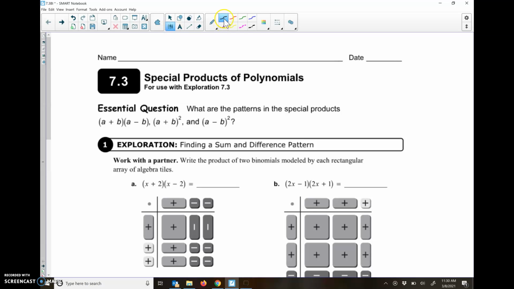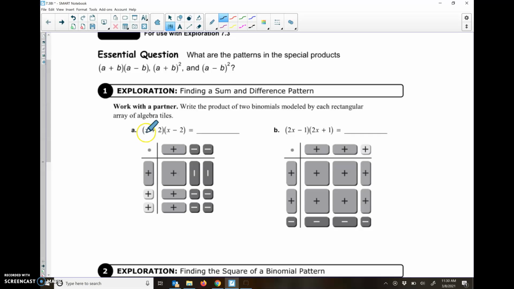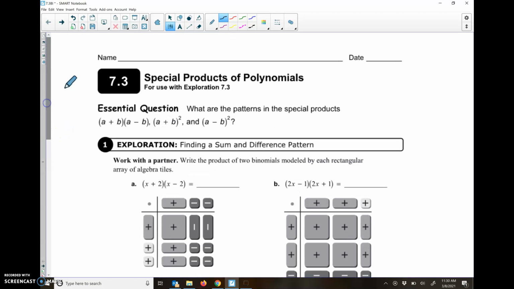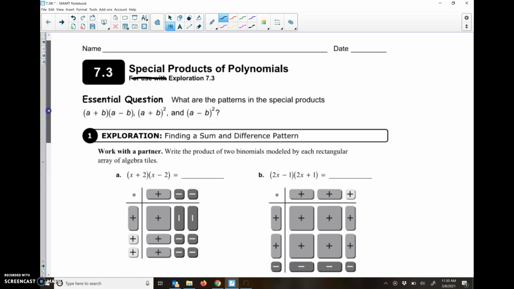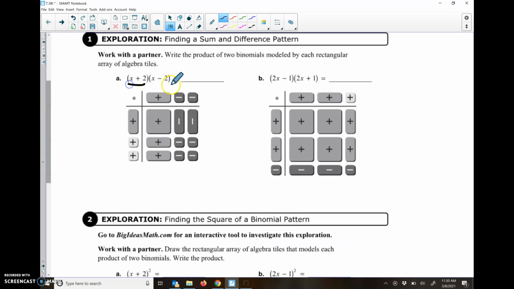So this is very similar to yesterday's lesson. In fact, I think this one's kind of easier. You'll notice that most of the problems again are set up with two parentheses and then an x or a y or some variable and then a number, except you'll notice these are special. The reason that they're called special products is because usually they're going to be pretty much the same in each set of parentheses: x plus 2, x minus 2. 2x minus 1, 2x plus 1.